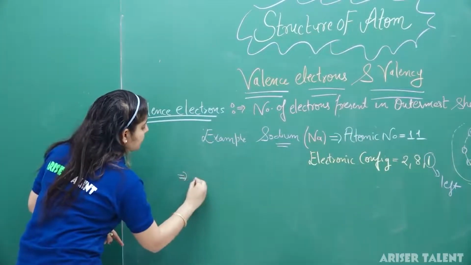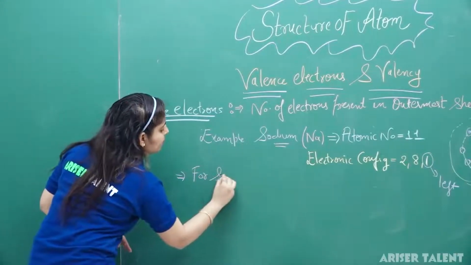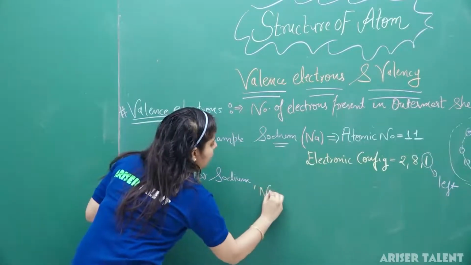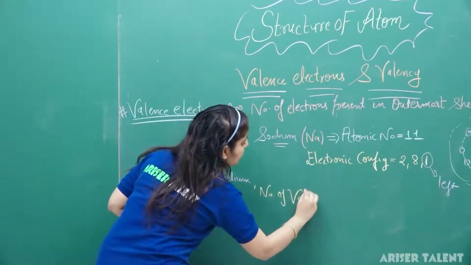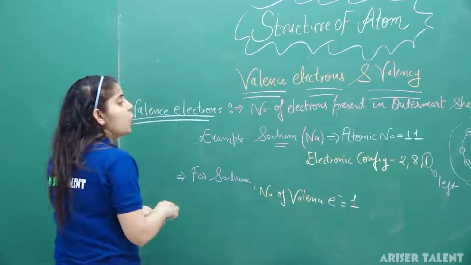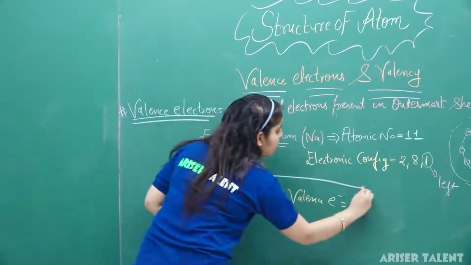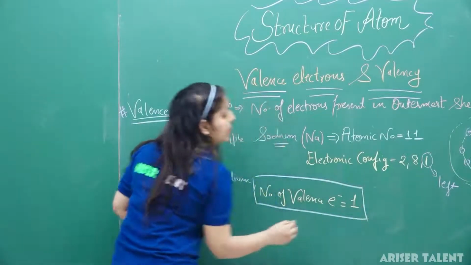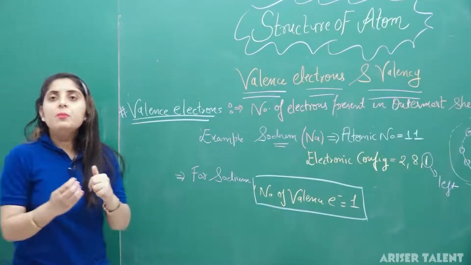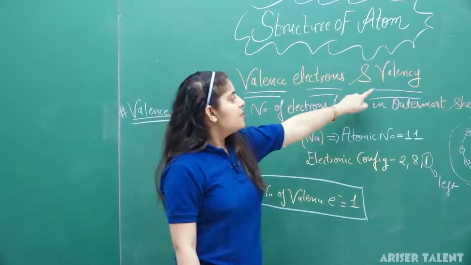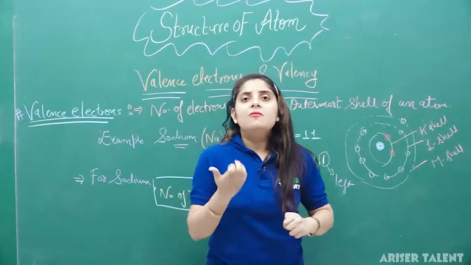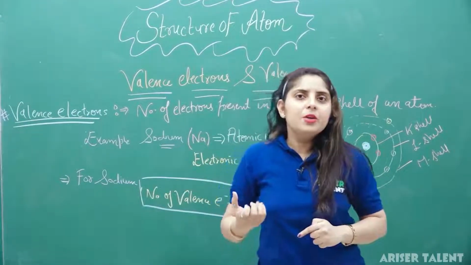So for sodium, the number of valence electrons will be equal to 1. So valence electrons tell us about the electrons that are present in the outermost shell. Now we will proceed to our next term, that is valency. Valency is somewhat related to the valence electron. Valency means combining capacity of an element.